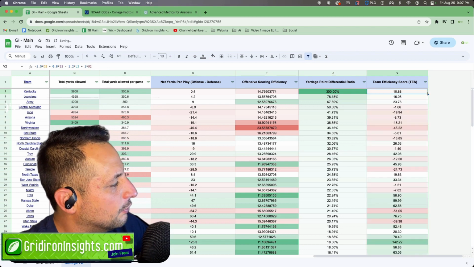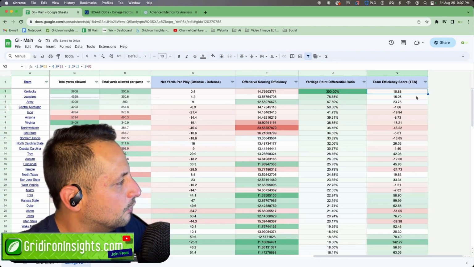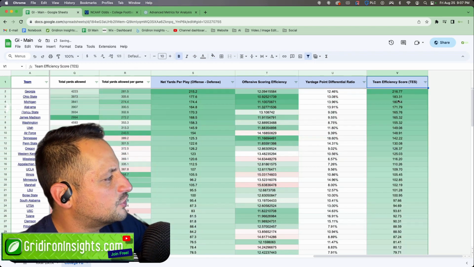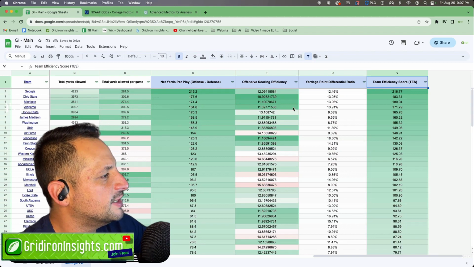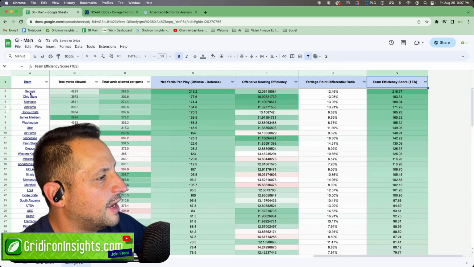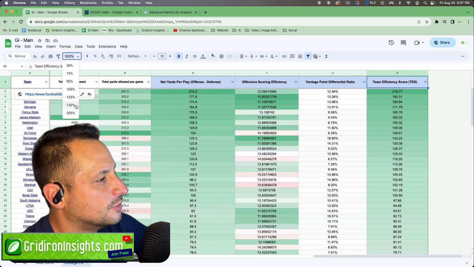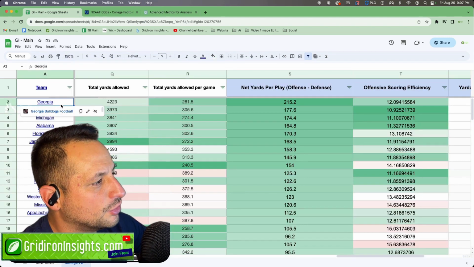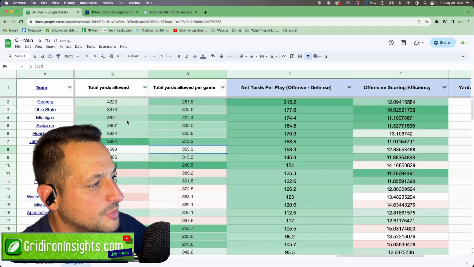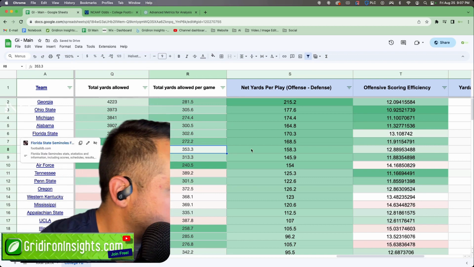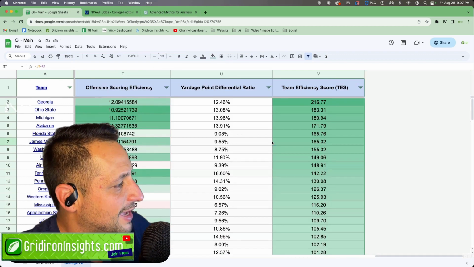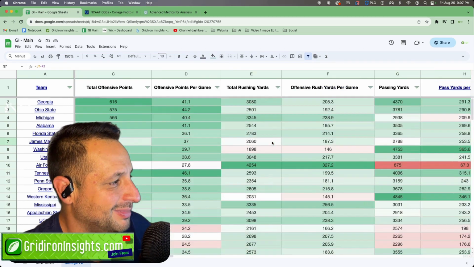I'm going to now copy my formula, paste it, move it down the line, and now I'm going to sort to the team with the highest team efficiency score. And just from what we're seeing here, and I'll zoom in, we can see Georgia, Ohio State, Michigan, Alabama, Florida State, your James Madison. I like James Madison a lot, man.